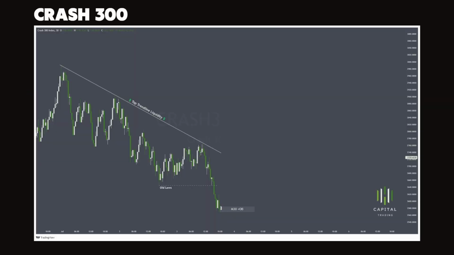Our first instrument now, we're going to look at Crash 300. And it's important to know that we'll just be using the 30 minutes chart so that we save time, but the concept applies on every time frame. So whatever you see on the 30 minutes, make sure to apply it on your 1 hour, 15 minutes, 4 hour, daily. It's still fine. So let's jump into our first Crash 300 chart.